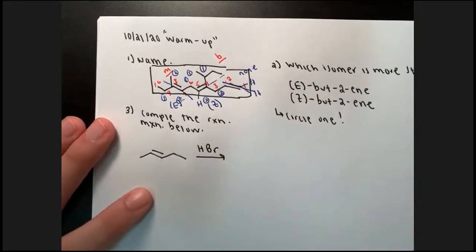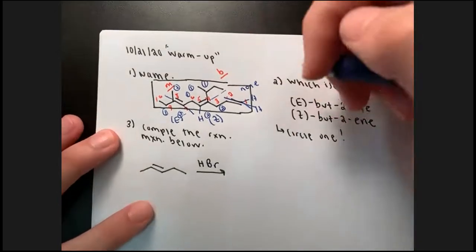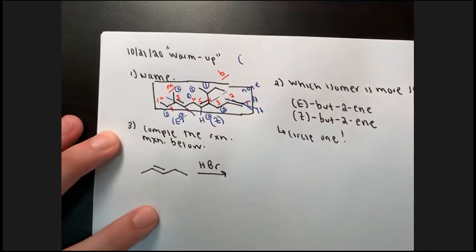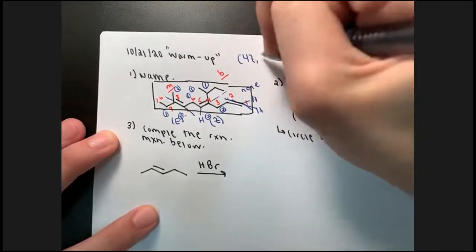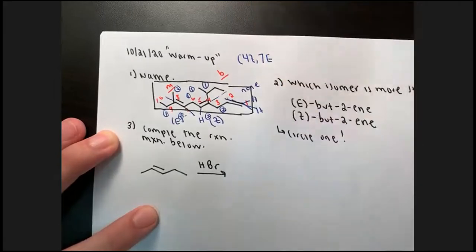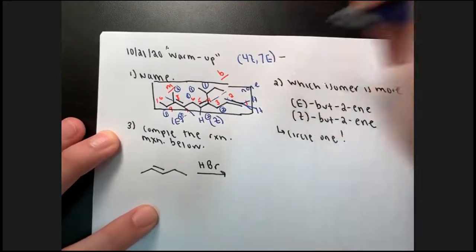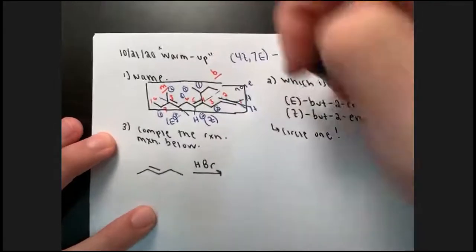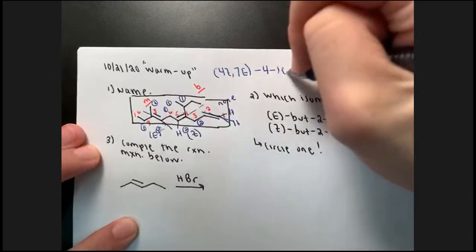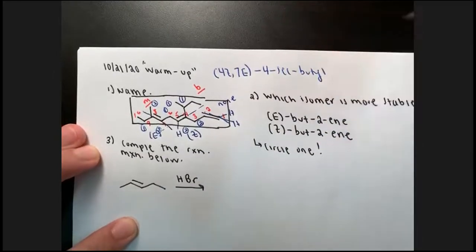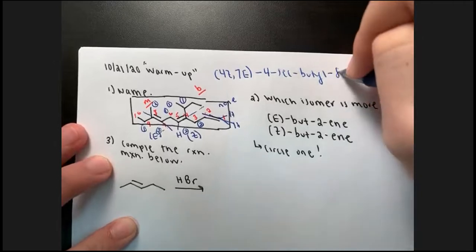So now I think we have enough information to put our name together. Remember, stereochemical information always goes in the front. So we're going to call this 4Z, 7E. And we're going to say that there is sec-butyl on 4, so 4-sec-butyl. And then on 8, there's a methyl.